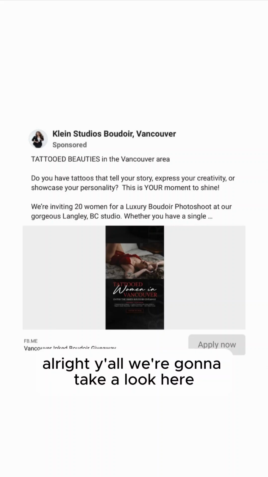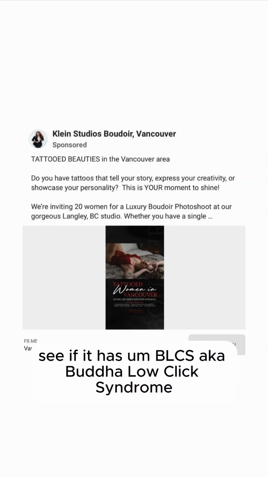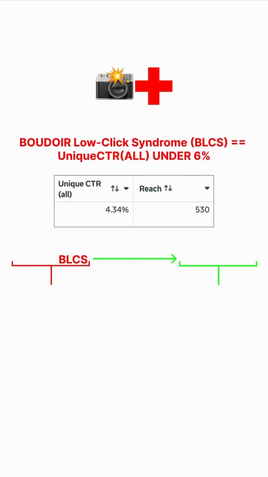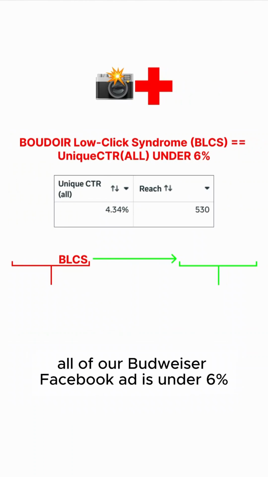All right, y'all, we're going to take a look here, diagnose this Boudoir Facebook ad, see if it has BLCS, aka Boudoir low click syndrome. So BLCS, Boudoir low click syndrome, is when the unique CTR on our Boudoir Facebook ad is under 6%.